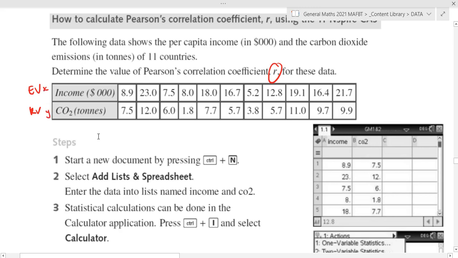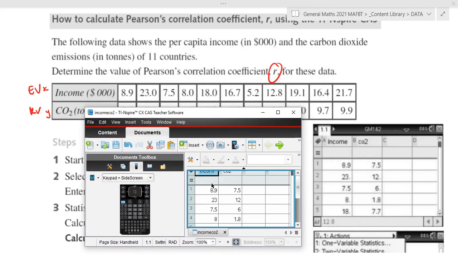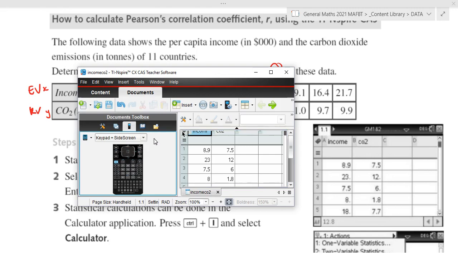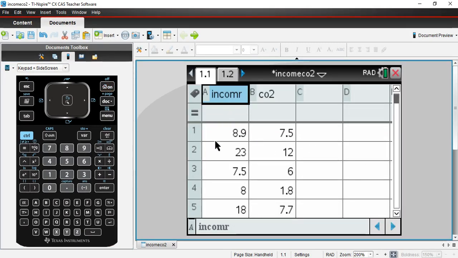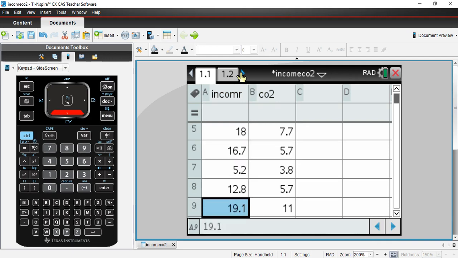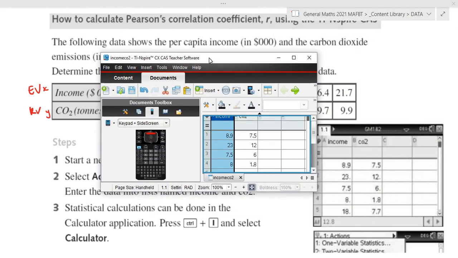I presume you already know what to do when it comes to bringing your CAS in here. You need to put these numbers in your list and spreadsheet. If you've forgotten how to do that on your CAS, list and spreadsheet is this green button, or you go new document and then add list and spreadsheets. But I've already done it here. So here's my two columns, income and CO2. Make sure that you label the top cell in each column with a name, otherwise this will not work. Also double check your numbers are correct. So I've got my numbers, I've put it in.